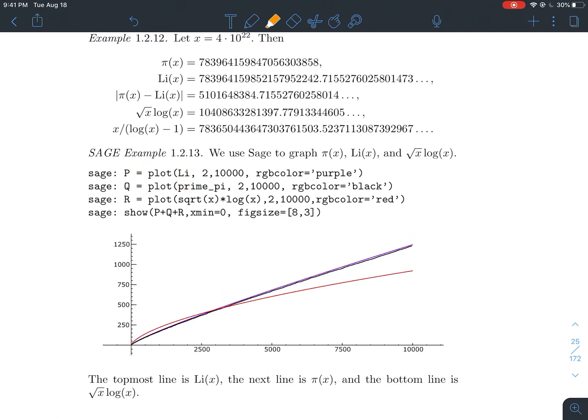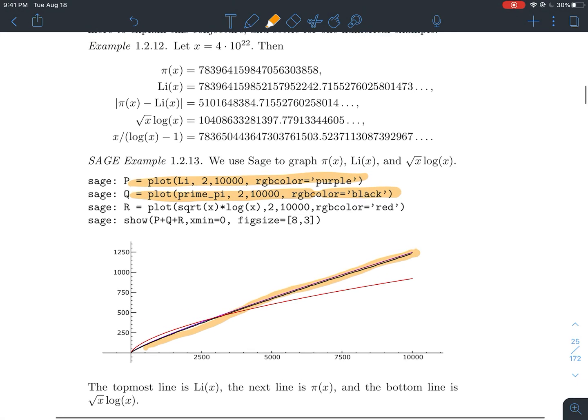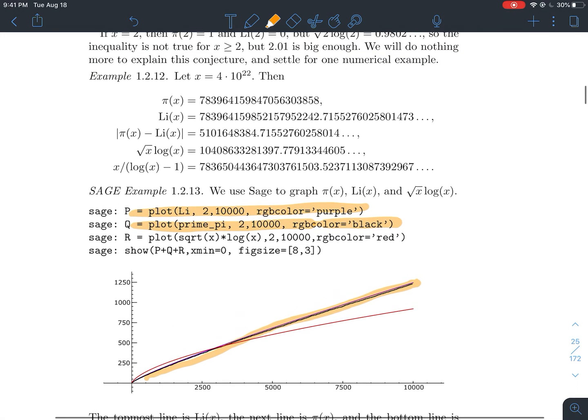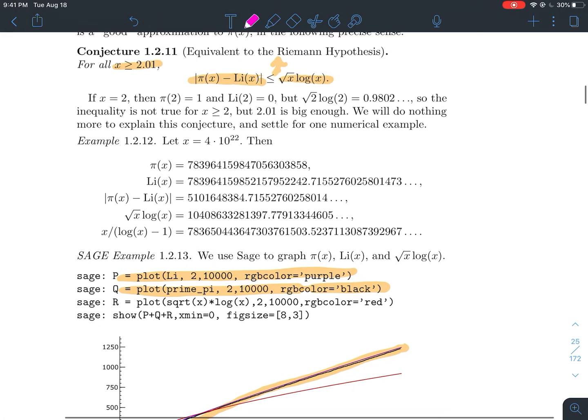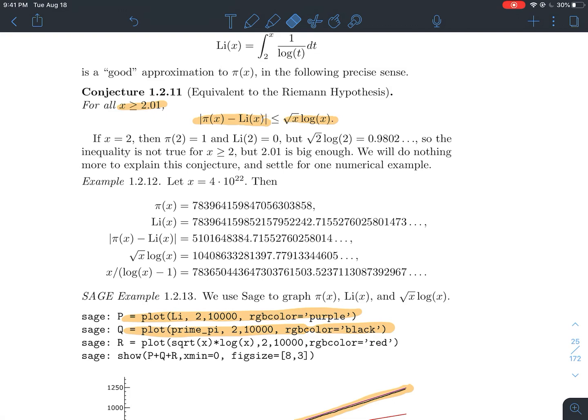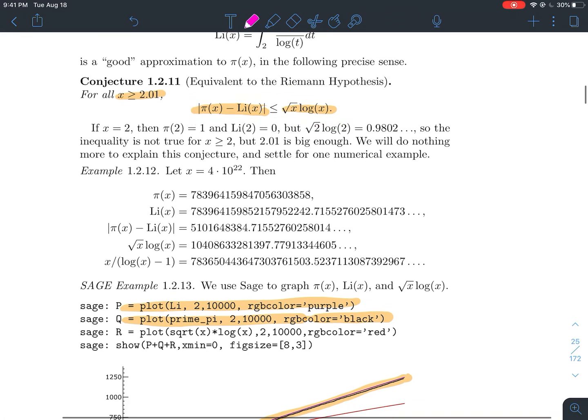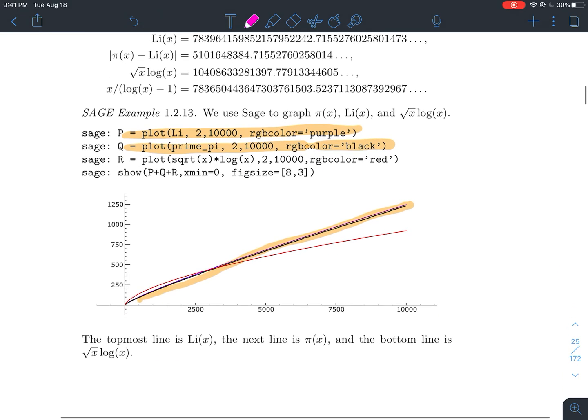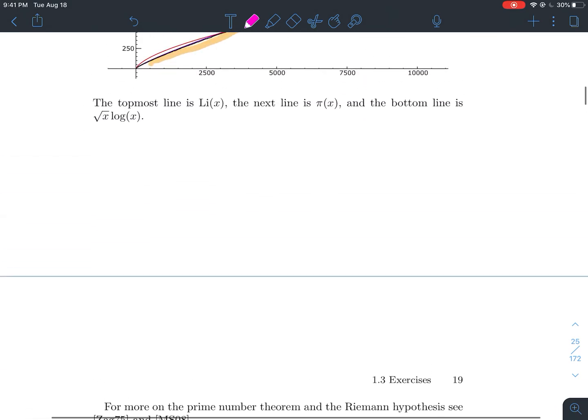And what we're trying to show is that these two here are very, very close to each other, right? And the difference between those two functions is certainly less than the height of this red function. And again, it looks like in a picture that this inequality looks pretty true. It looks like it's very, very, very true. That is the end of this section.